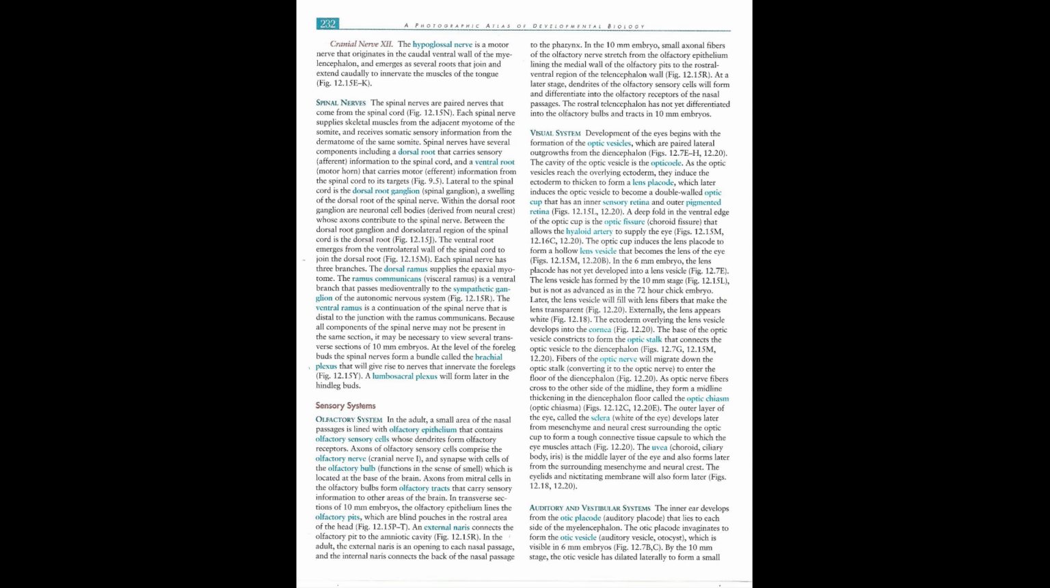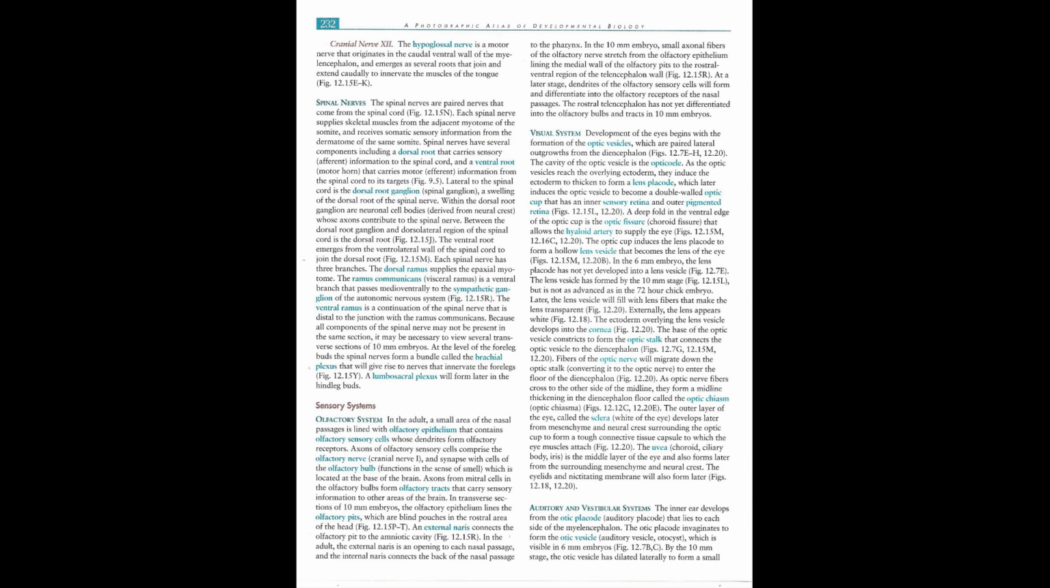Lateral to the spinal cord is the dorsal root ganglion, spinal ganglion, a swelling of the dorsal root of the spinal nerve. Within the dorsal root ganglion are neuronal cell bodies, derived from neural crest, whose axons contribute to the spinal nerve. Between the dorsal root ganglion and dorsolateral region of the spinal cord is the dorsal root, Fig 12.15l. The ventral root emerges from the ventrolateral wall of the spinal cord to join the dorsal root, Fig 12.15m.